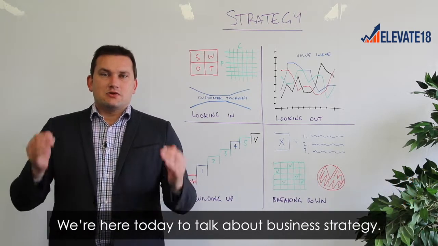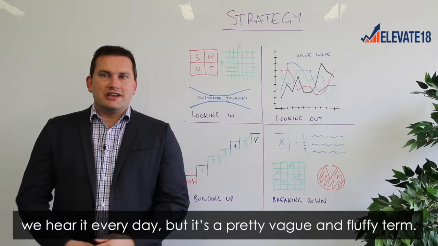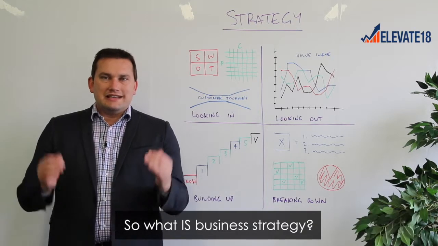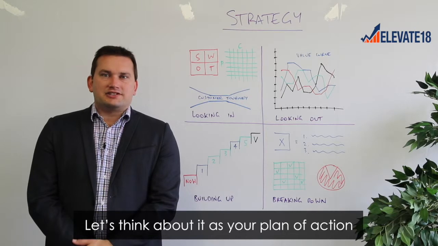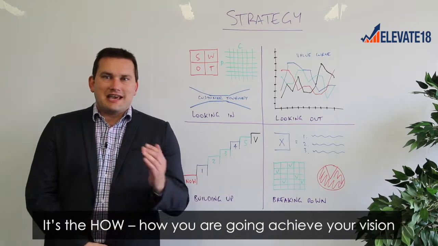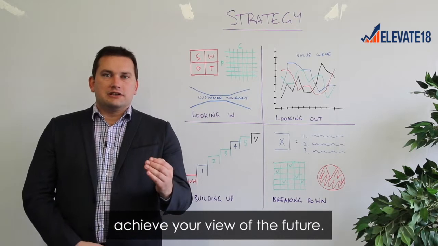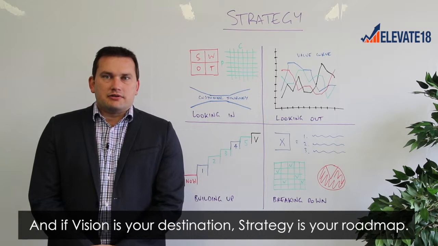We're here today to talk about business strategy. Now, strategy is a bit of a buzzword. We hear it every day, but it's a pretty vague and fluffy term. So what is business strategy? Let's think about it as your plan of action, or your game plan if you like. It's the how you are going to achieve your vision, your view of the future. And if vision is your destination, then strategy is your roadmap.